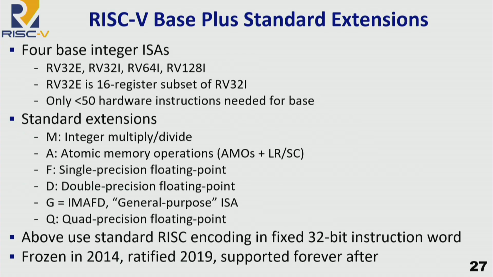So let's look at the ISA. Right now, there are 4 basic integer ISAs. So there actually isn't a RISC-V ISA. There is a family of related RISC-V ISAs. So RV32E, RV32I, RV64I, RV128I. That number is basically address space size: 32-bit, 64-bit, and 128-bit address space.